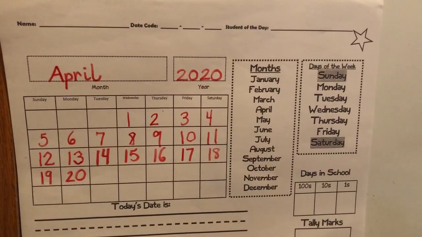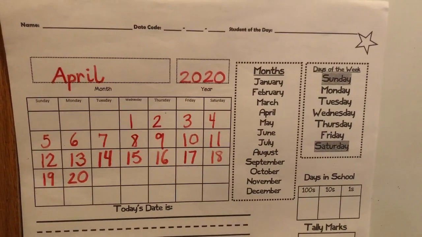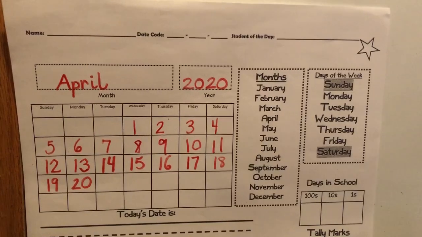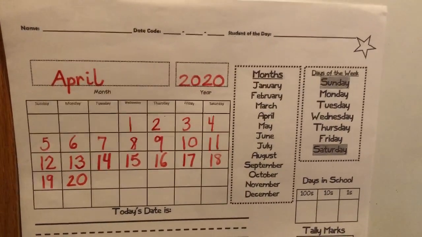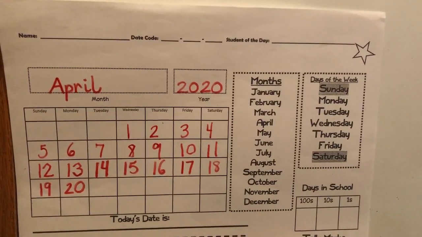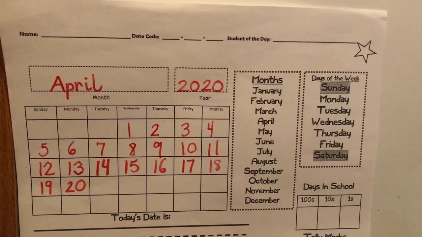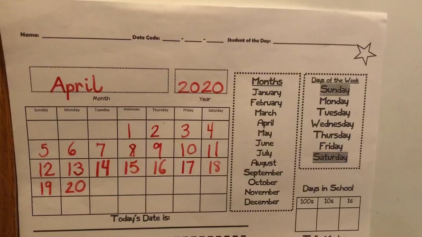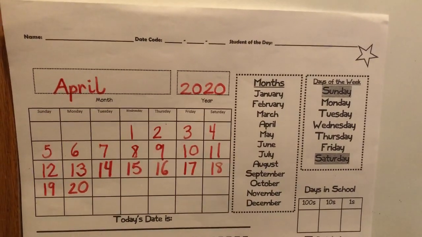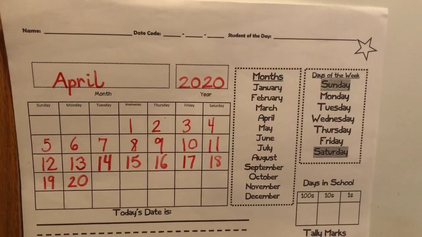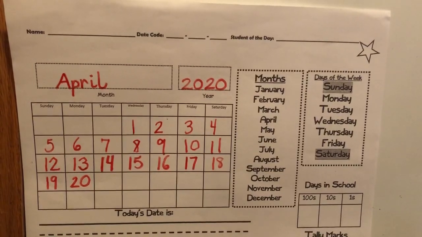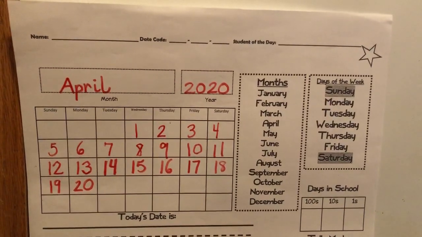How many days are in the month of April? If you don't remember, let's say our poem together. Say it with me. 30 days hath September, April, June, and November. All the rest have 31, except for February alone, which has 28, till leap year gives it one day more. Okay, so how many days are in the month of April?